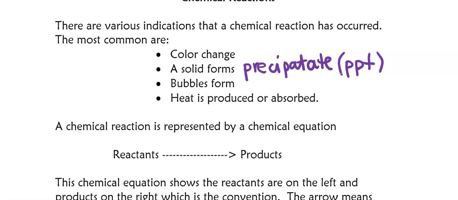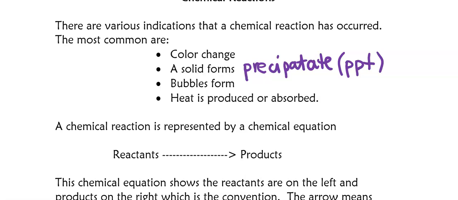And it's not always heat in the form of fire. Heat could be produced, and it also could be absorbed. So maybe if you had the reaction in a test tube and the reaction occurred, you could feel that test tube getting warmer. Those are all indications of a chemical reaction occurring.